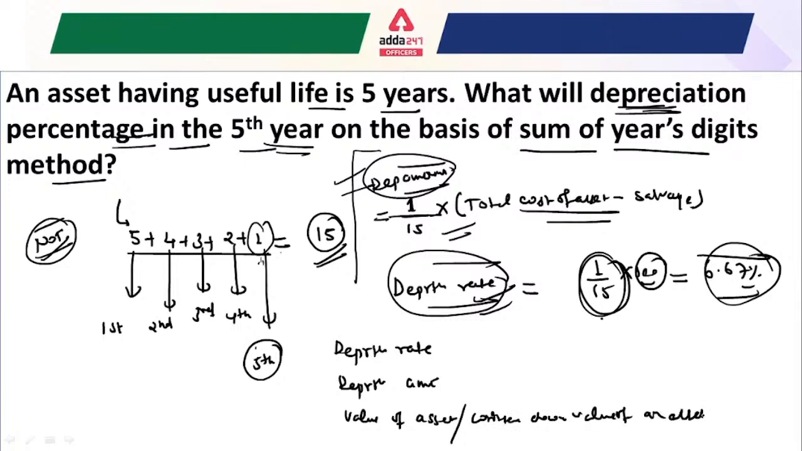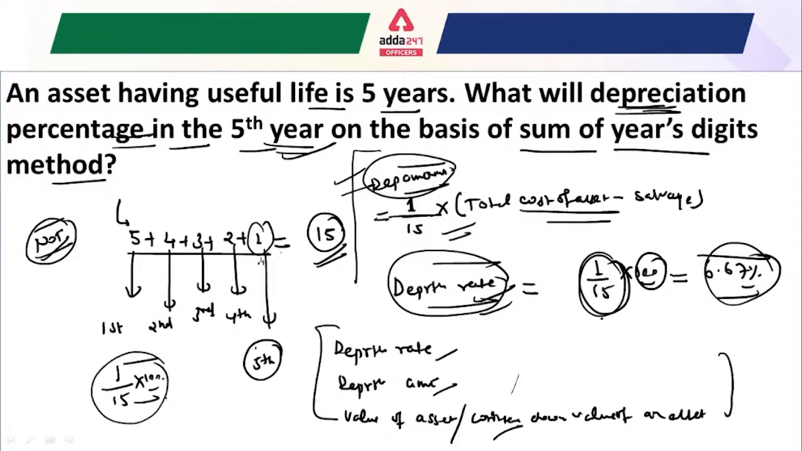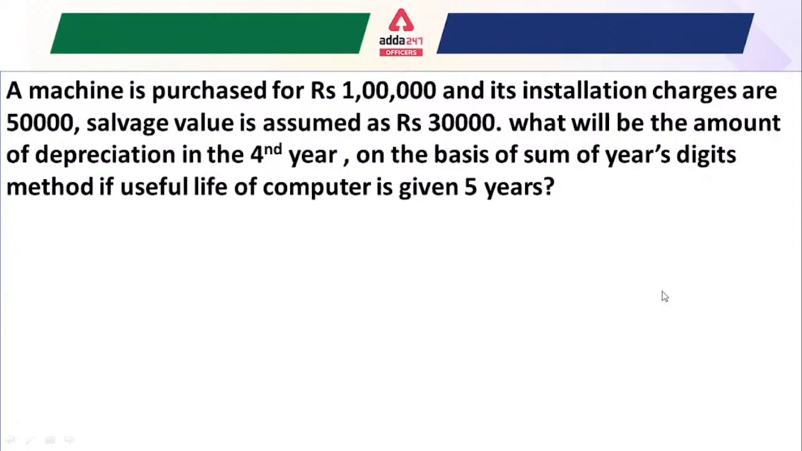So these are the types of questions that examiner usually asks, and you just have to know the differentiation between all these terms. That is a very important thing to understand. So if we have to calculate the depreciation percentage here, for the fifth year, how can we solve it? We just write 1 by 15, and for the percentage just multiply by 100 and you will get the answer. Now just do another question on your side, and tell me the answer.